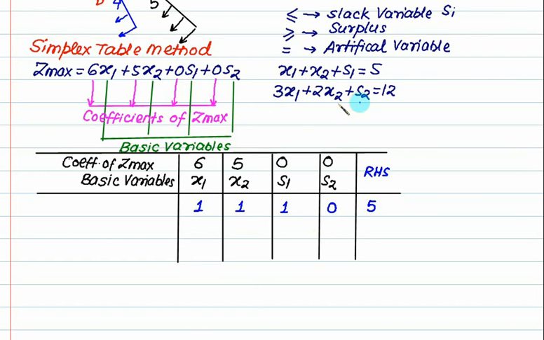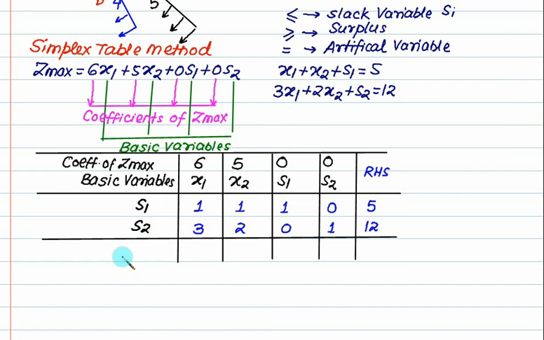Similarly, I will write down the second constraint. The coefficient of x1 is 3, coefficient of x2 is 2, coefficient of s2 is 1. It means that the coefficient of s1 is 0, and the right hand side equals 12. The additional variable we have in equation 1 is s1, and in equation 2 is s2. So you have to write s1 here, and s2 here. That is s1 from the first and s2 from the second. And when you write this, you have to check the coefficient of this in the first row. The coefficient of s1 is 0, and the coefficient of s2 is 0.